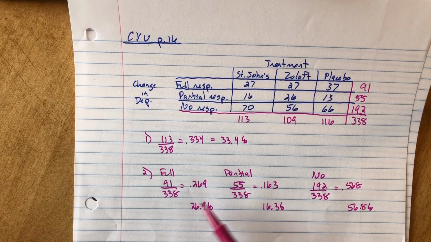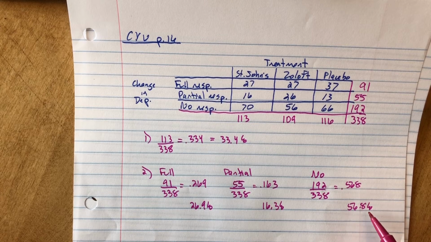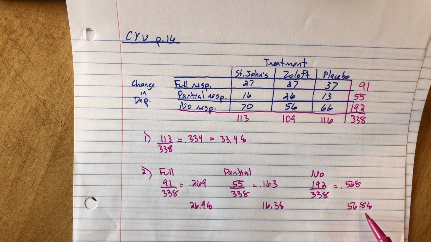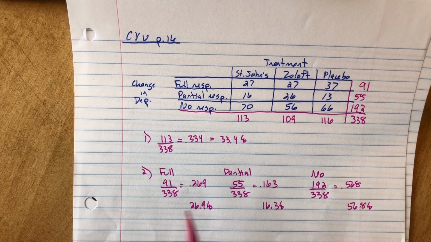So I can say 26.9% of the subjects had a full response for their change in depression. About 16.3% had a partial response, and 56.8% had no response to their change in depression. Okay, and again, this has no regard for what they took, what medicine they took.